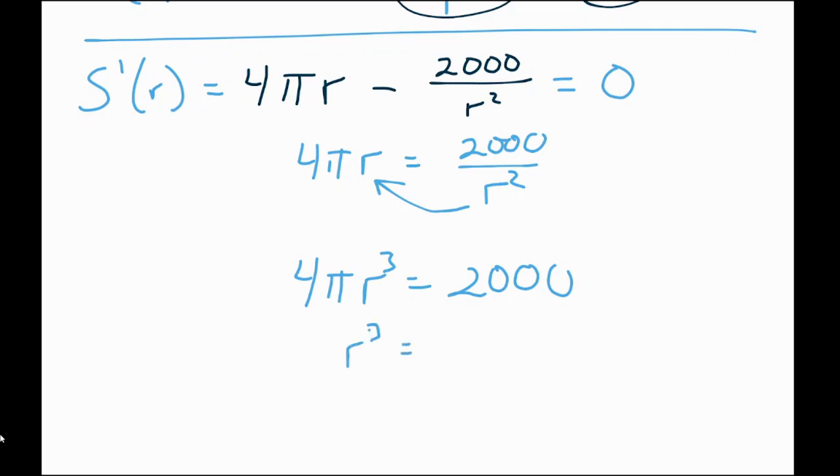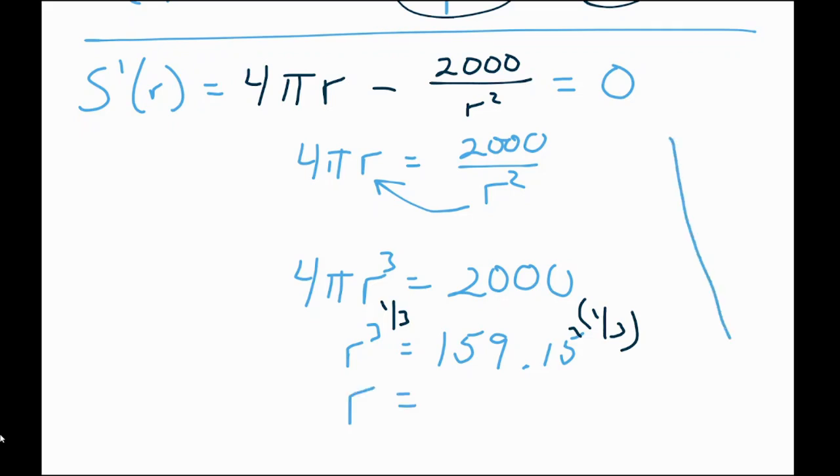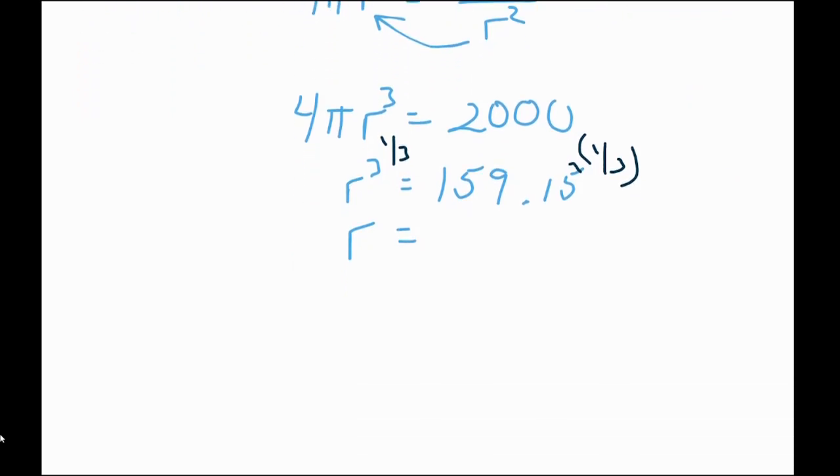So you divide both sides by 4 pi and end up with a number around 159. Let's make that look a little better, 159. And then take the cube root. Or you can raise both sides to the 1/3 power. I like to raise both sides to the 1/3 power because I don't have to go find special buttons on my calculator. Make sure you're comfortable with what's happening here. And that will end up giving us a radius of 5.42.